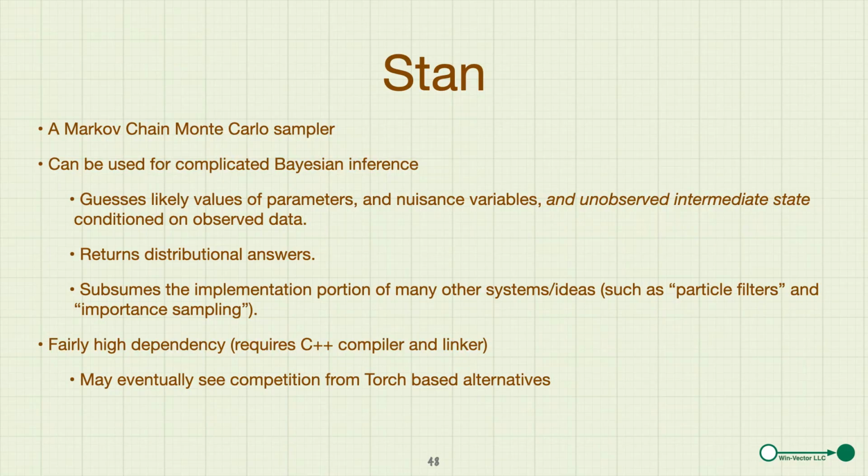A STAN simulation can take 5-10 minutes, which is much faster than training a neural net, but much slower than any of our linear models. STAN is a Bayesian inferer. So it makes probabilistic statements, that this is a likely solution, this is an unlikely solution. And it returns distributional answers. As we saw, we can have these error bars and such. And it really subsumes a lot of ideas like particle filters and importance sampling. So if you're worried about sexy trade names, many of these other systems can be implemented in STAN.